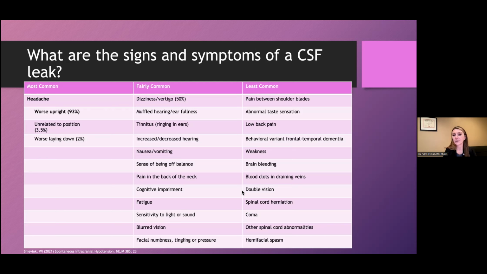And then the least common symptoms would be pain between the shoulder blades, some abnormal sensation of taste, low back pain, even a type of dementia called behavioral variant frontotemporal dementia, weakness, small brain bleeding, sometimes larger, blood clots in the draining veins, what we call the sinuses. And then double vision, and even problems where the spinal cord either has abnormalities within the cord or it herniates, meaning it comes down below where it's supposed to in the skull, coma, or impaired level of consciousness, and hemifacial spasm. So there is quite a range of symptoms that one might have with a CSF leak.